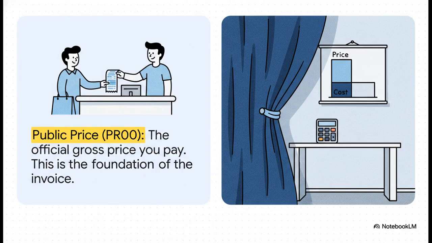Let's put that public price and the private cost right next to each other. The standard price, PR00, is totally public. It's what you pay. It's on your receipt. But that internal cost, VPRS, is completely private. It's totally invisible to you. In system speak, it's statistical, which is a fancy way of saying it doesn't actually affect your bill at all. It only exists for the company's internal math, so they can instantly see the profit margin on every single sale they make. That is some vital business intelligence right there.